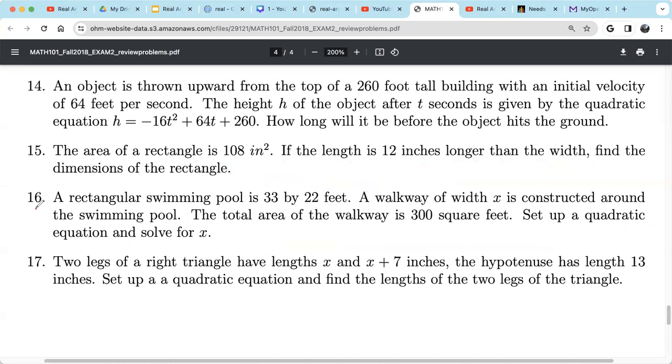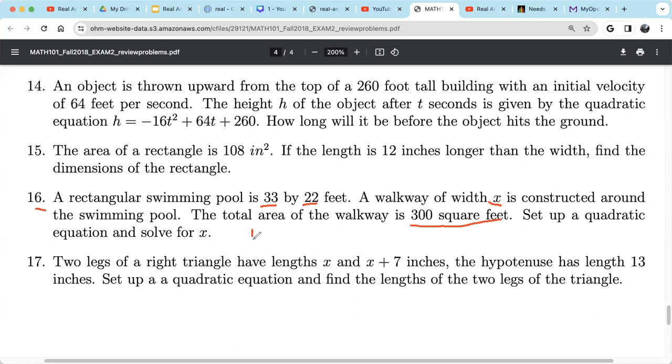Let's see, 16. Again, a rectangle. A rectangular swimming pool is 33 by 22. A walkway around the pool with width x is constructed. The total area of the walkway is 300 square feet. Set up a quadratic equation and solve for x.